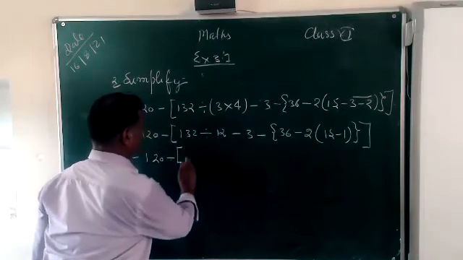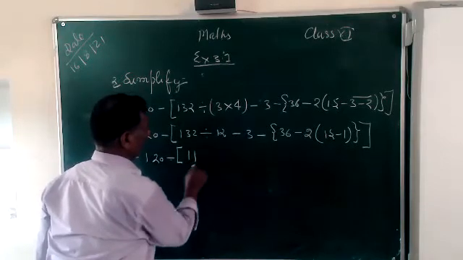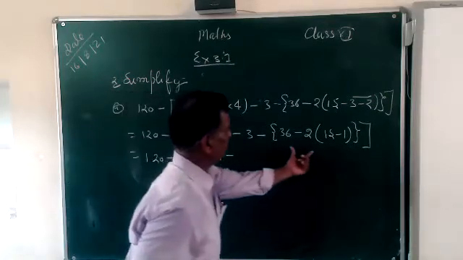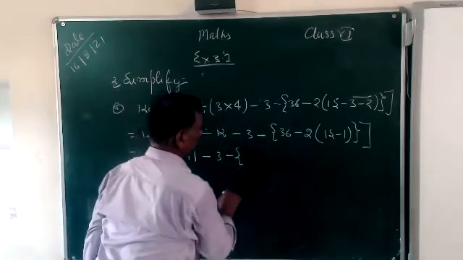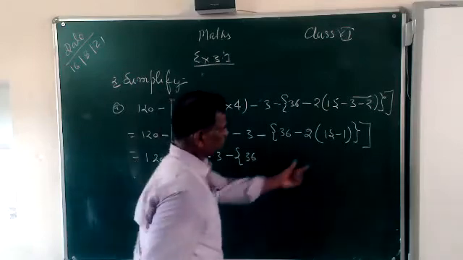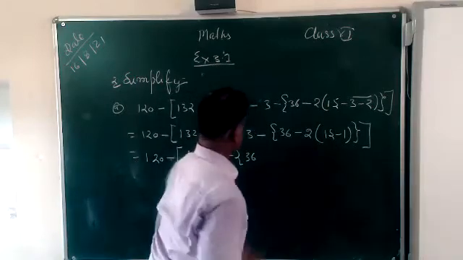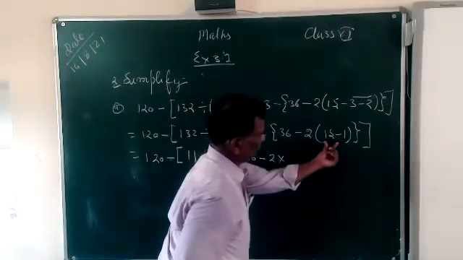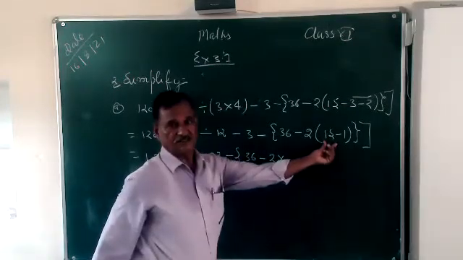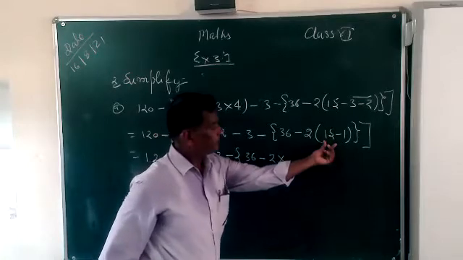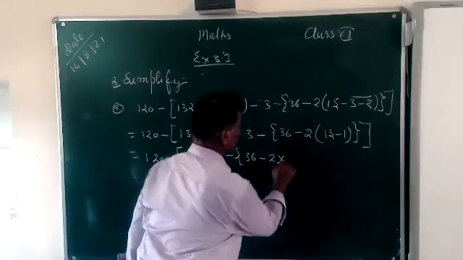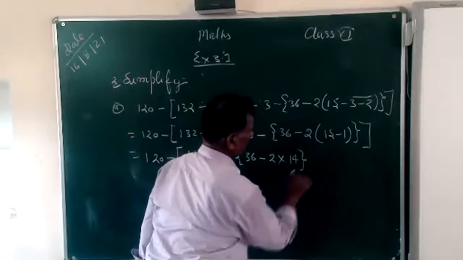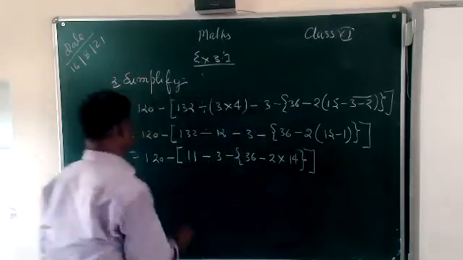132 divide it, you will get 1 and 1. 11 minus 3 minus, simplify this. First, simplify the common bracket: 36 minus 2 into 15 minus 1. What is given? 15 minus 1 is 14. 2 into 14, and remove the common bracket in the curly bracket and square bracket.